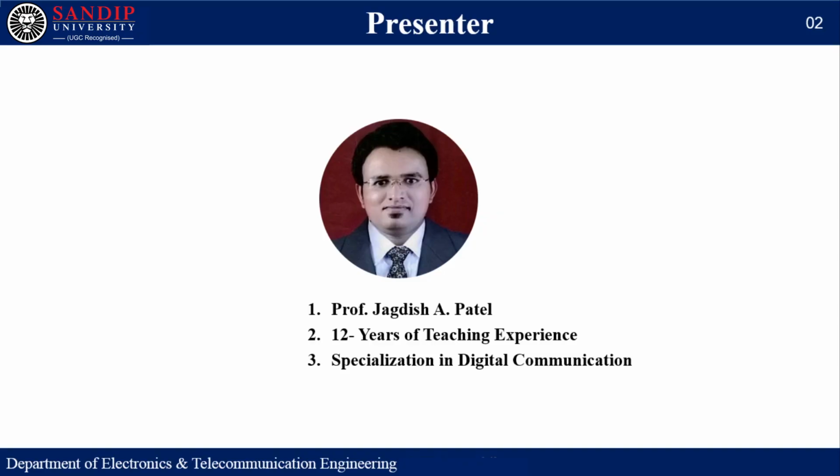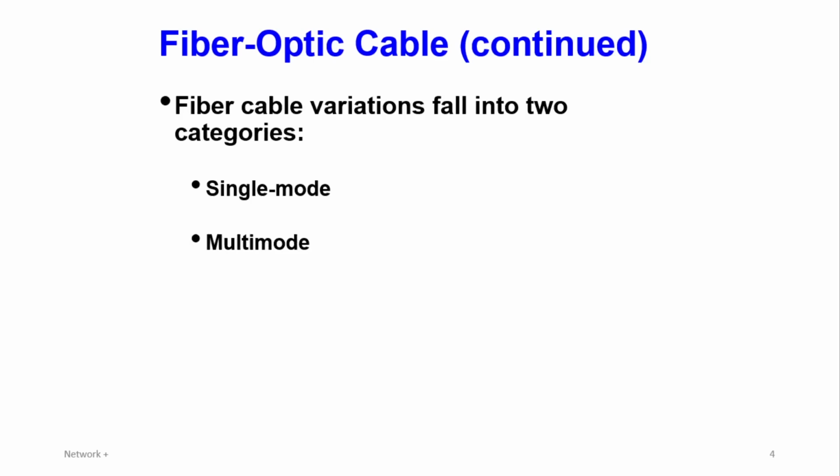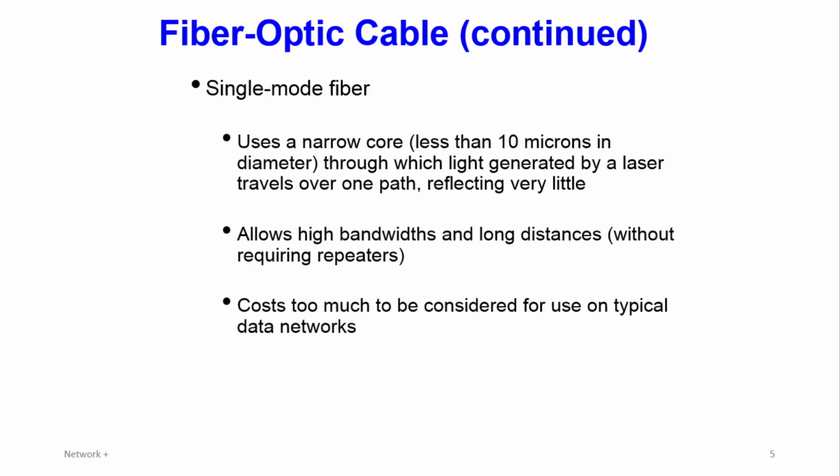Fiber optic cable contains one or several glass or plastic fibers at its core. Data is transmitted via pulsing light sent from a laser or LED through the central fibers. Surrounding the fiber is a layer of glass or plastic called cladding. Fiber cable variation falls into two categories: single mode and multi-mode.